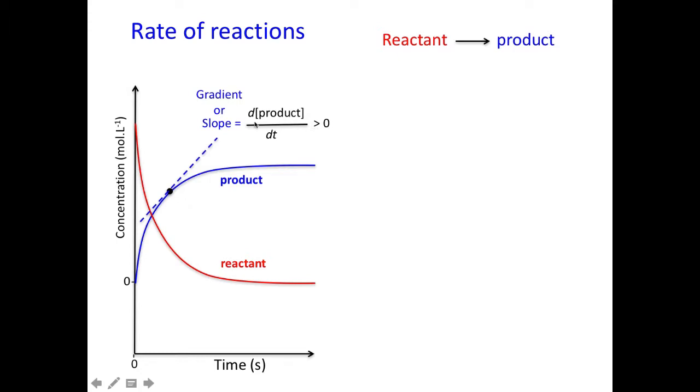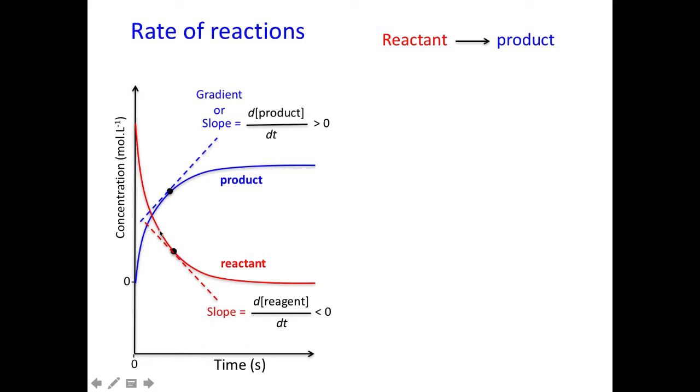And this rate is the instantaneous reaction rate, in this case the instantaneous rate for the product formation. If we now take a point on the reactant curve, we can calculate the slope. The slope in this case is negative. Going from left to right, the line is going down. So this quantity is negative. The slope is negative.